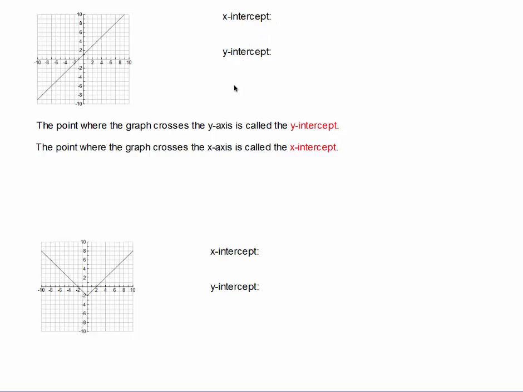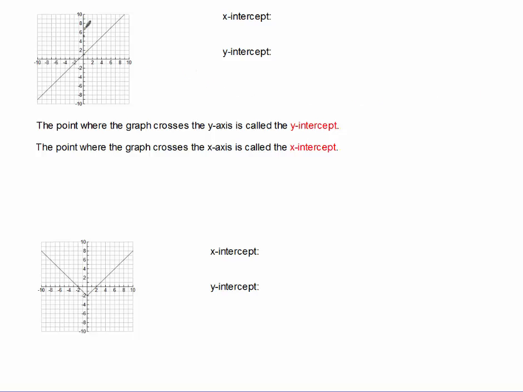Alright, so in this section we're going to look at how to graph linear equations using the x and y intercepts. So first we're going to look at what is the x-intercept and what is the y-intercept of an equation or of a graph.